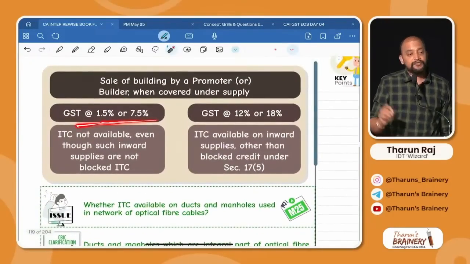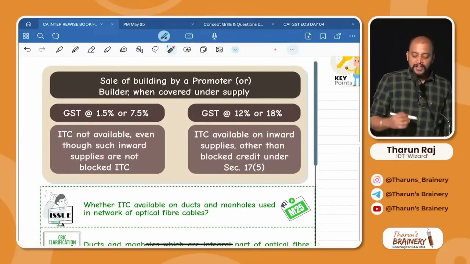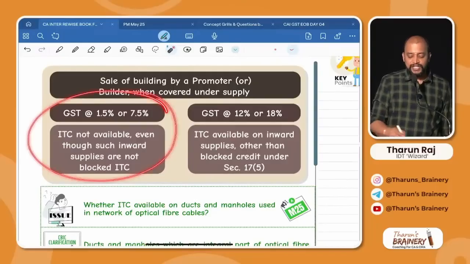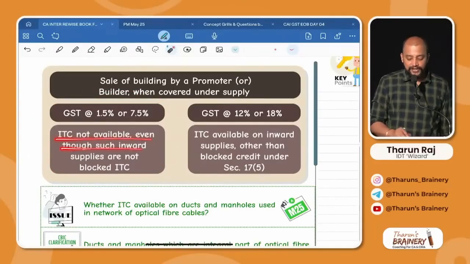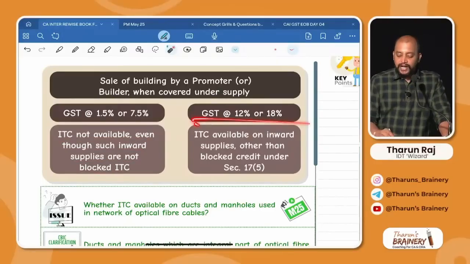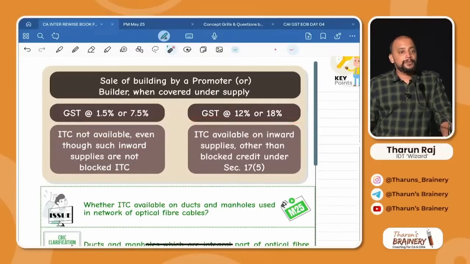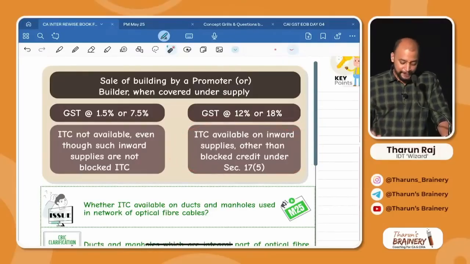However, what should be the applicable rate of GST? 7.5 or 1.5 means they cannot take ITC. The rate of GST should be 12% or 18%. For residential projects, the rate is 1.5, 7.5. That's why they cannot take ITC. ITC is not available, even though such inward supplies are not blocked ITC. But for commercial constructions and all, 12%, 18% is the rate, so they can take ITC on inward supplies.